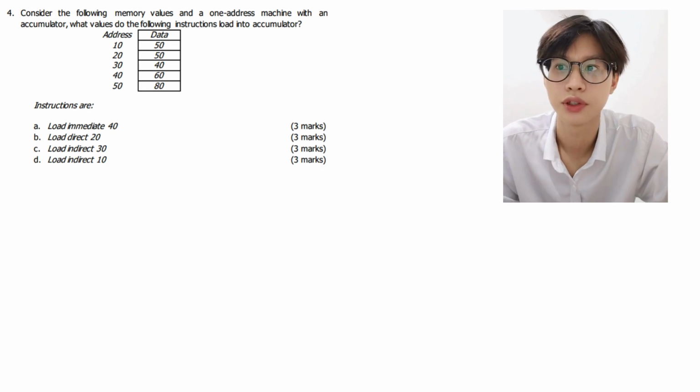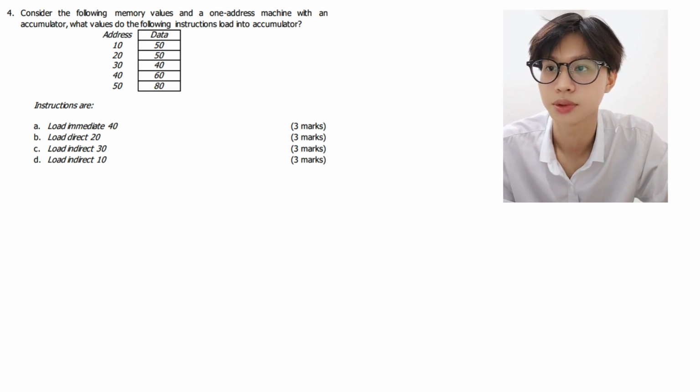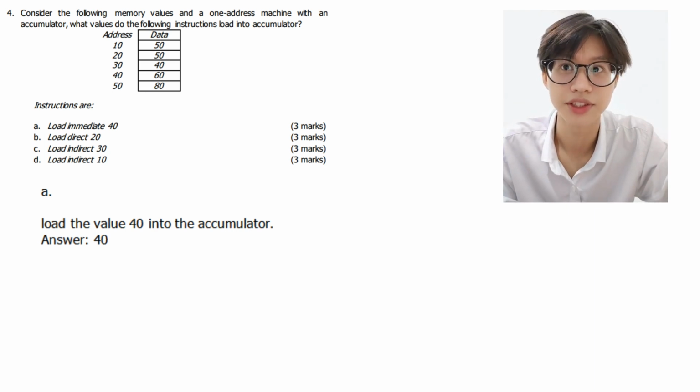For question 4, let's do what the instruction asks us to. Load immediate 40. This instruction puts the number 40 straight into the accumulator. It just takes the value as it is, so it is 40.